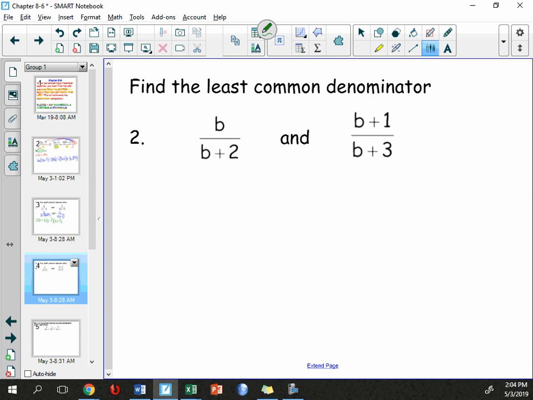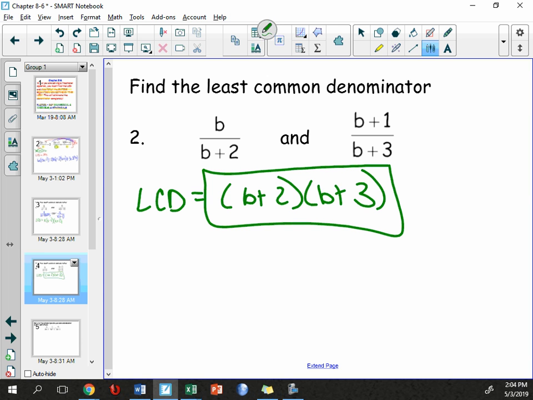So what's the second one going to be? Can I do anything with it? No. So what's my LCD? B plus 2 times B plus 3. That's your LCD, and you are done. This is how you do problems 1 through 6.